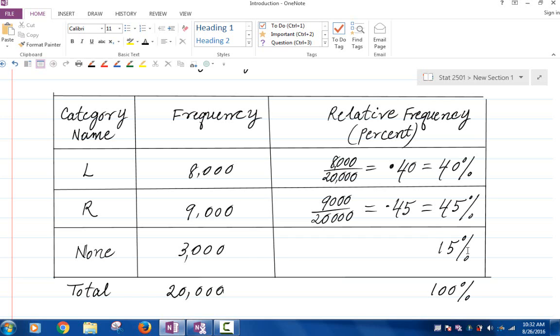Any questions so far? Let me know once you're done copying this table.